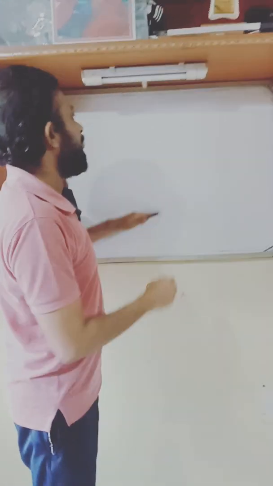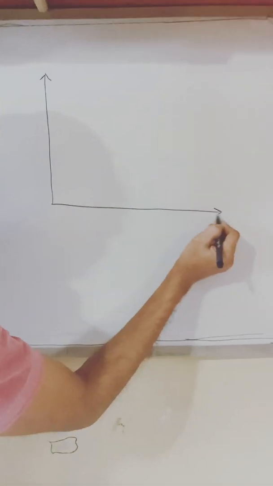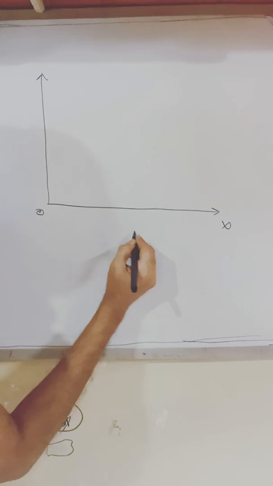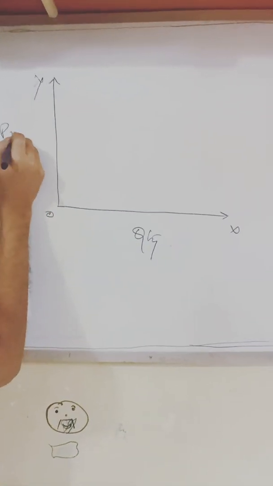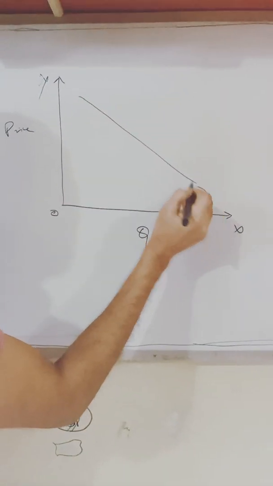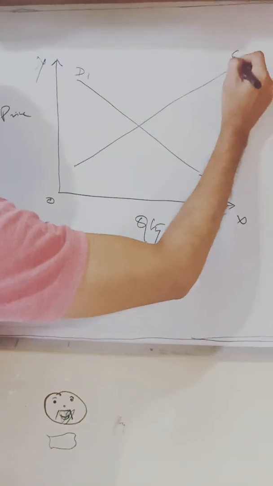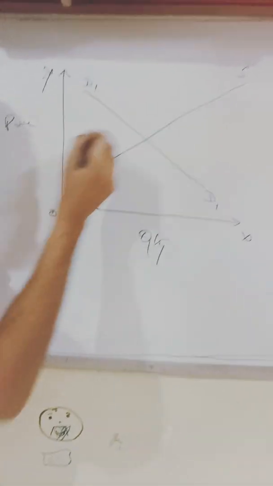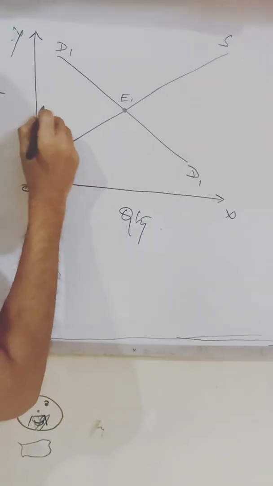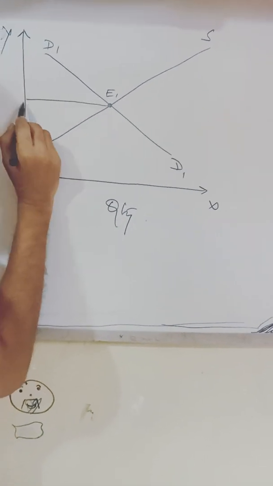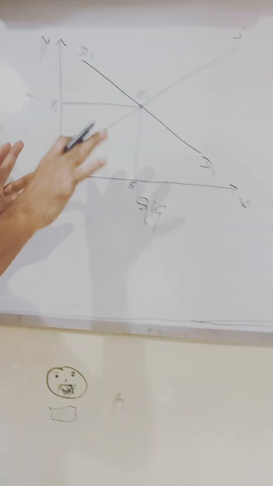Now let me illustrate the diagram here. As usual, along the x-axis we measure quantity, along the y-axis we measure price. This is the demand curve, D1, the initial one, and the supply curve is SS. The equilibrium point is this, the initial equilibrium point E1. The equilibrium price is P1, and quantity is Q1. Fine, this is the initial thing.